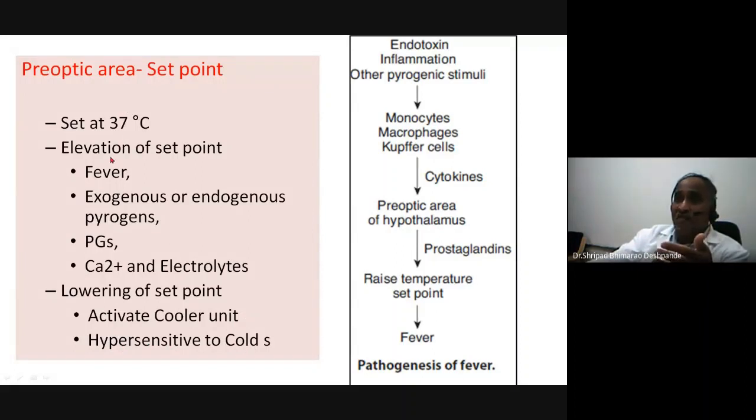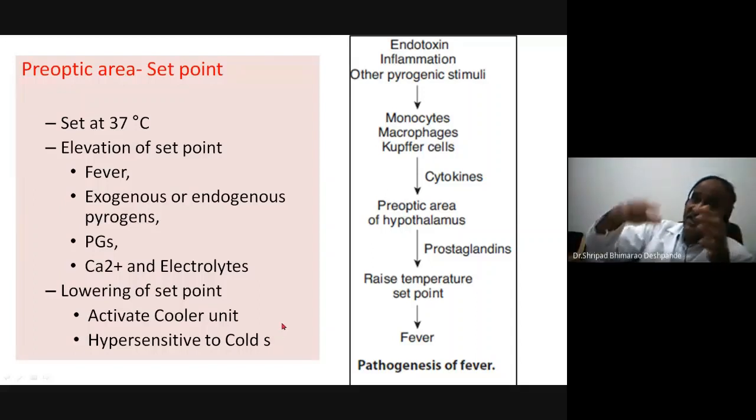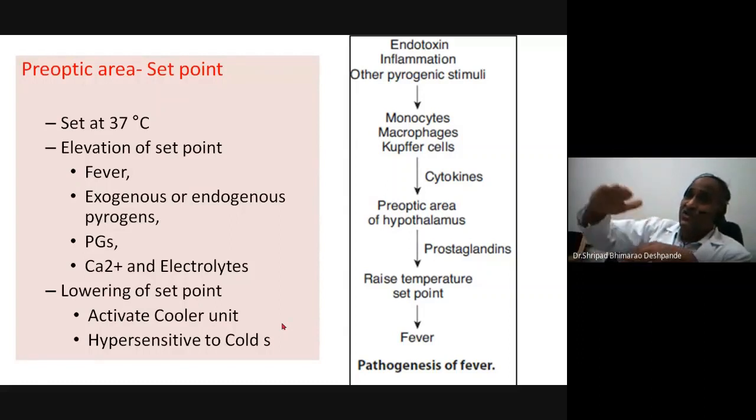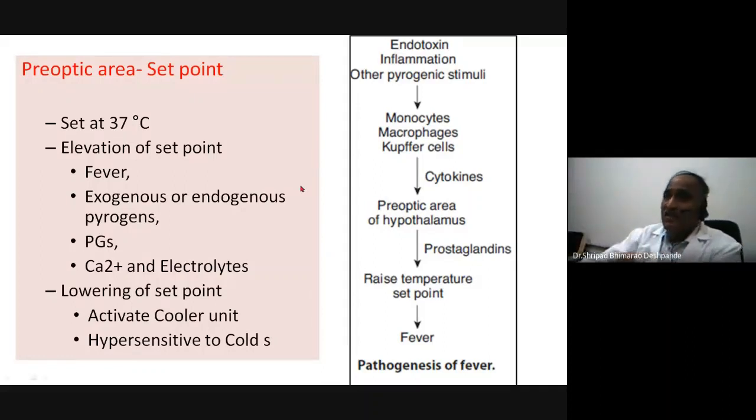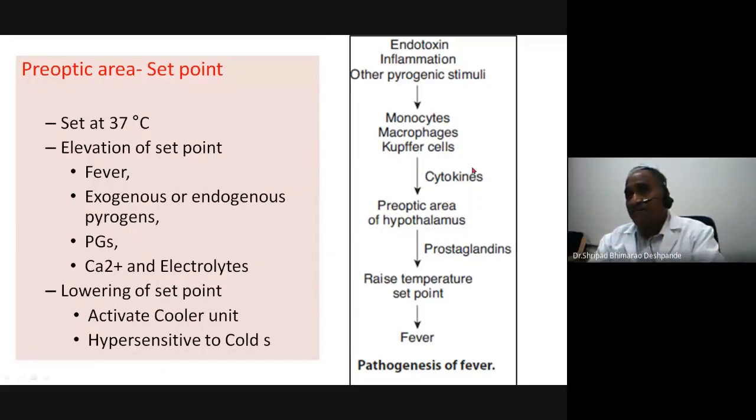Elevation of the set point may happen in the case of hyperthyroidism. Lowering of the set point may happen in hypothyroidism. I have shown that in hyperthyroidism it is happening at an upper level, and in hypothyroidism it is happening at a lower level. So that itself indicates the set point alteration. Now coming back to the fever.